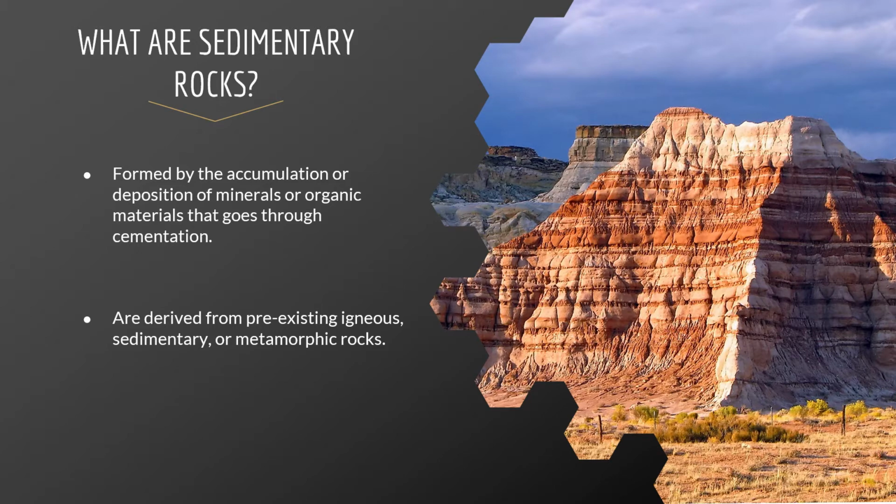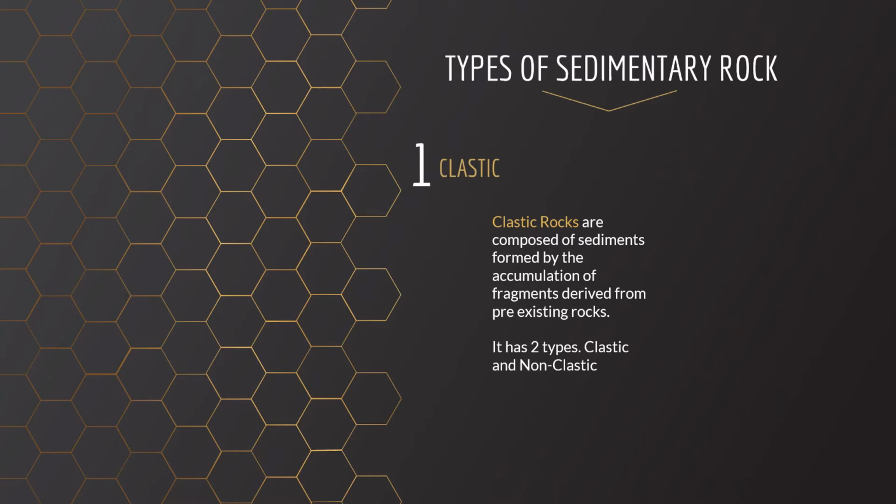Sedimentary rocks are formed by accumulation or deposition of minerals or organic materials that go through cementation. They are also derived from pre-existing igneous, sedimentary, or metamorphic rocks. There are three types of sedimentary rocks, and the first type is clastic sedimentary rock. Clastic rocks are composed of sediments formed by the accumulation of fragments derived from pre-existing rocks.